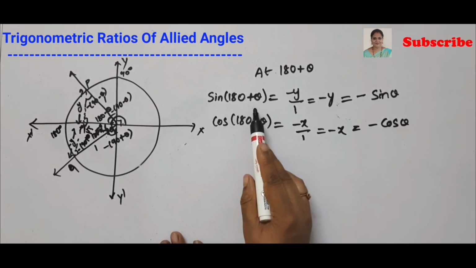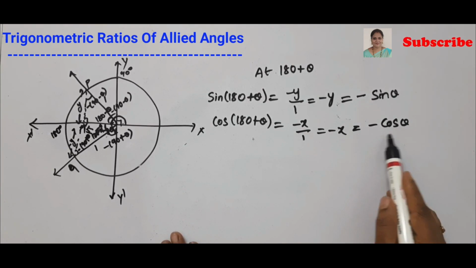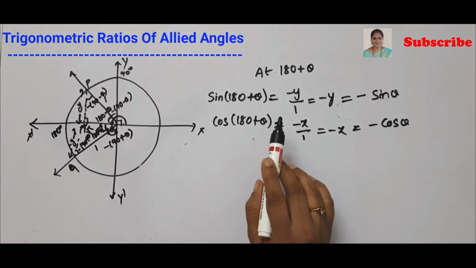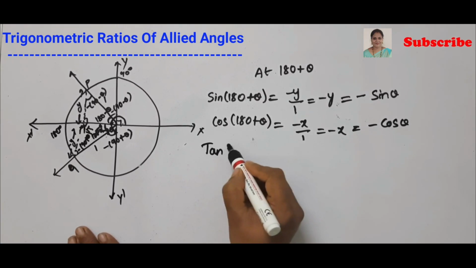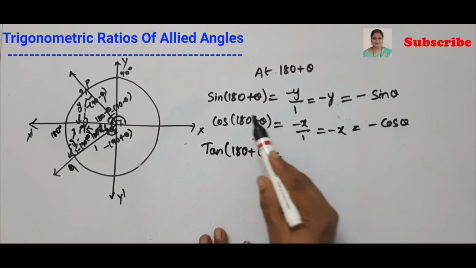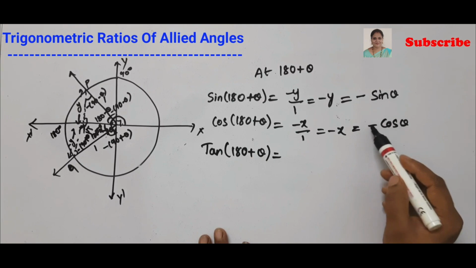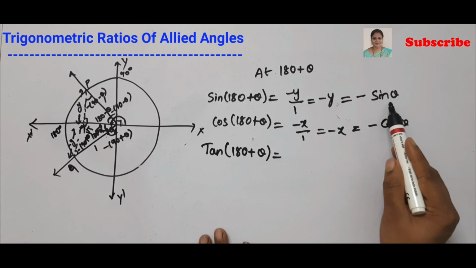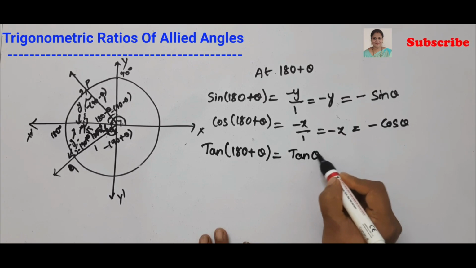So sine 180 plus theta will be minus sine theta. Cos 180 plus theta is equal to minus cos theta. We got these two values. Then we can easily calculate the remaining trigonometric ratios at angle 180 plus theta, is it not? So tan 180 plus theta is nothing but sine by cos, sine of 180 plus theta by cos of 180 plus theta. This is minus sine theta by minus cos theta. Both numerator and denominator are negative, so we will get a positive value, and sine by cos is nothing but tan theta. So tan 180 plus theta is tan theta.